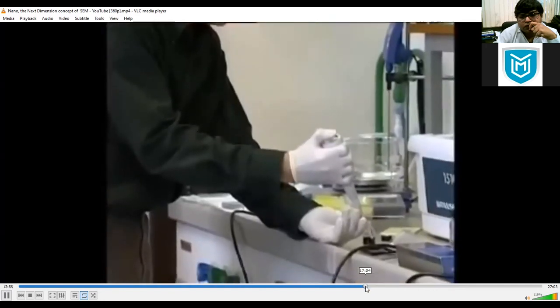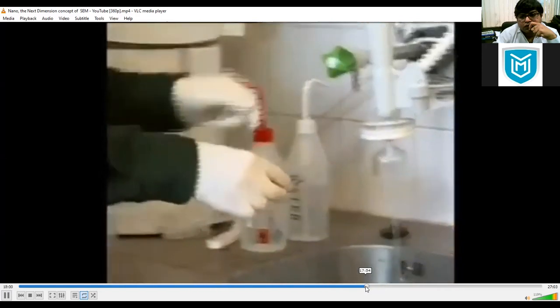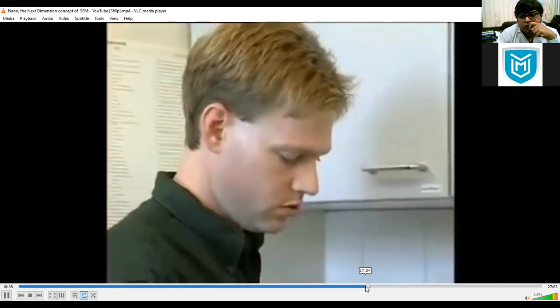And then the next step is just to rinse off the excess solution. It looks like everything is gone, but in fact there are a lot of nanotubes left on the surface. And then finally, just dry off the water.